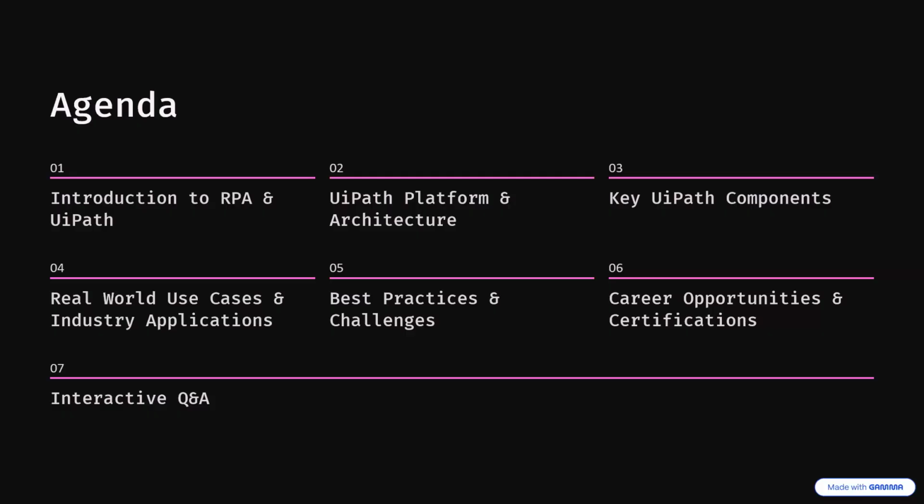Then you will see how companies across different sectors like finance, healthcare, logistics, and IT are leveraging UiPath to improve overall efficiency. And then we'll cover best practices and challenges. This part will help you avoid mistakes when implementing automation and show you strategies to make your workflows more robust and reliable. We'll also touch on trends, career opportunities, and certifications in UiPath so you know where the field is headed and how we can grow professionally in automation.